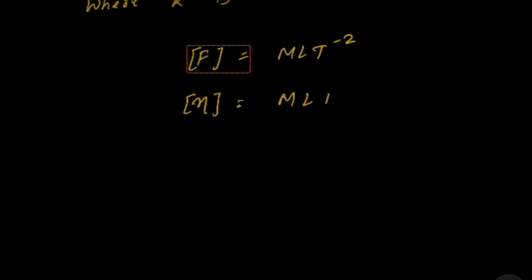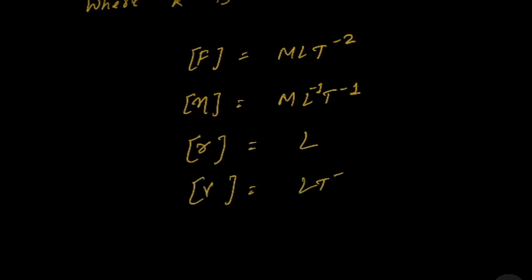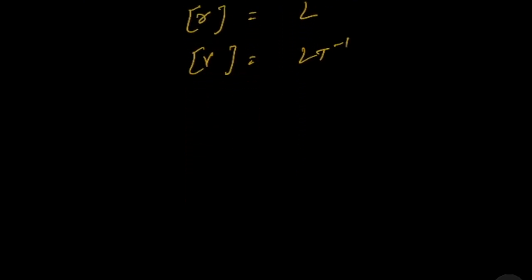Now we will write the dimensions. The dimension of F is M L T to the power minus 2, the dimension of eta is M L to the power minus 1 T to the power minus 1, the dimension of r is L, and the dimension of v is L T to the power minus 1. So these are the dimensions of the given quantities, and now we will substitute them.